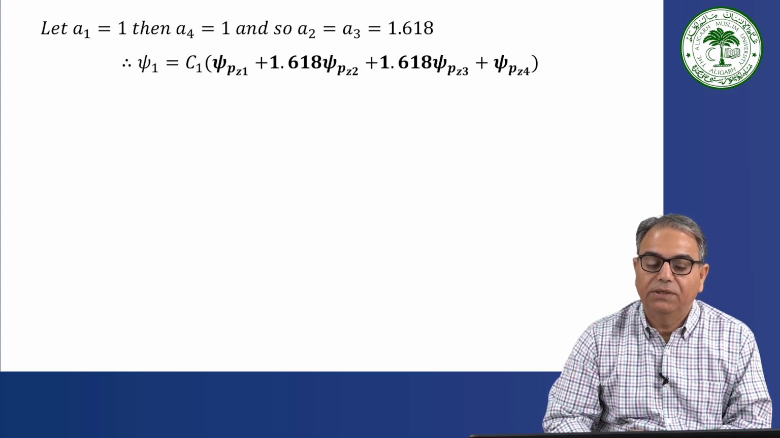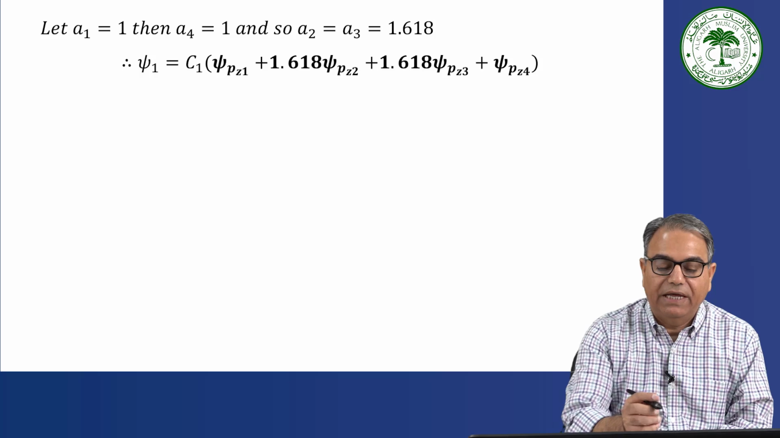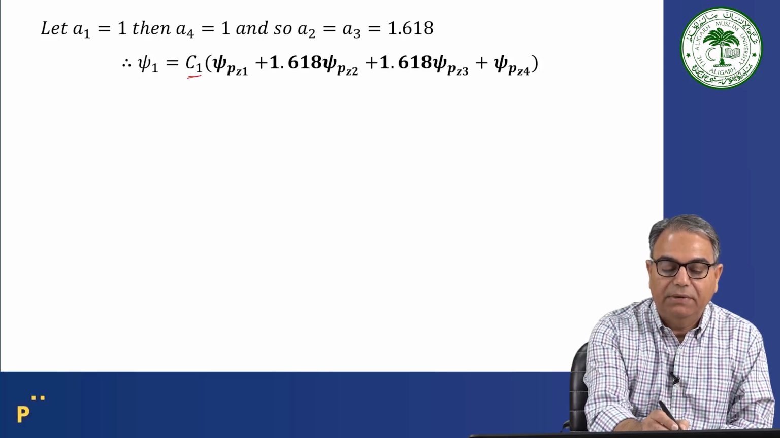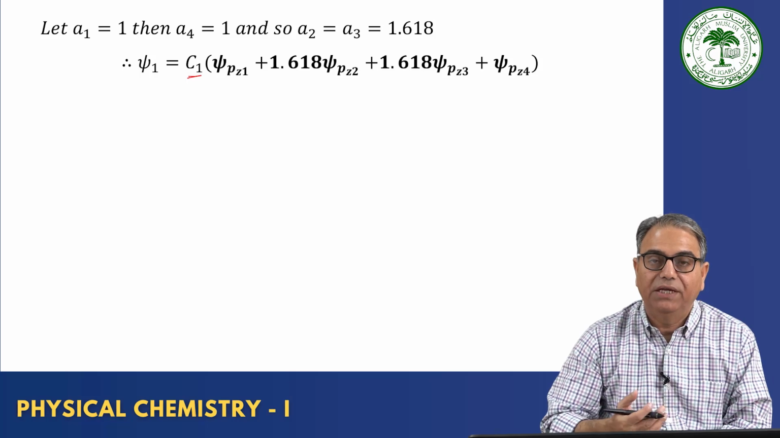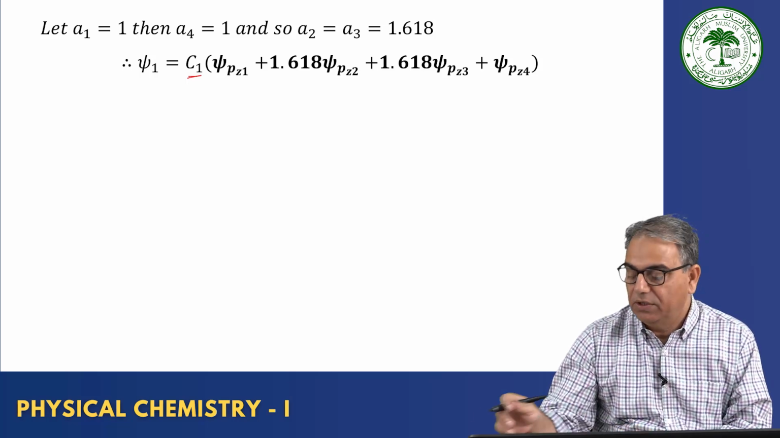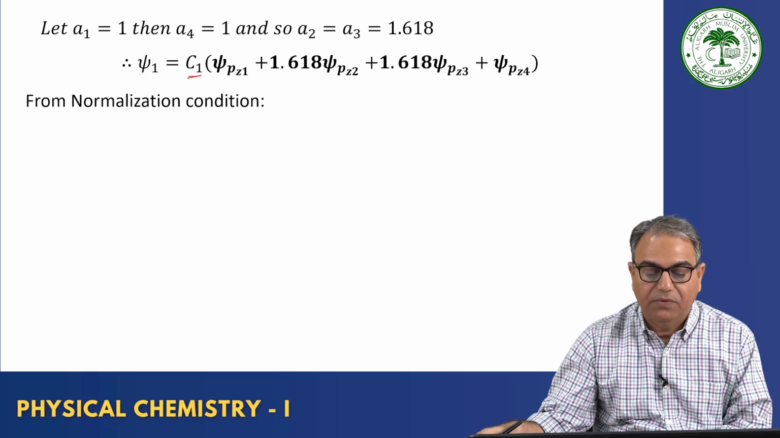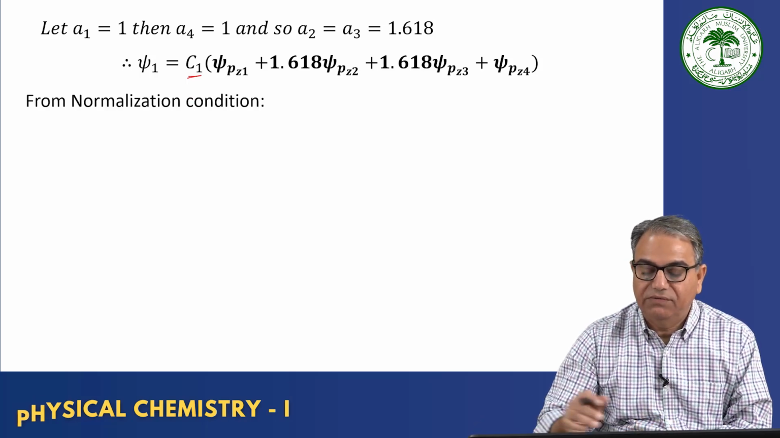And your wave function will be, we have supposed A1 to be 1 and A4 to be 1. This is not the actual value. So I have given a constant C1 multiplied by psi pz1 plus 1.618 psi pz2 plus 1.618 psi pz3 plus psi pz4, because A2 and A3 are 1.618. This is the relative value. If A1 is equal to 1 and A4 is equal to 1, then you can write this particular eigenfunction. Now for the normalization condition, what will happen?